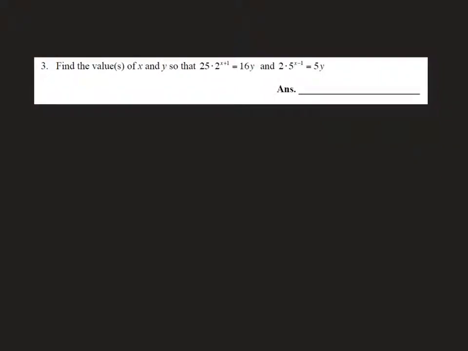Okay, here's a problem from 1988 under the category exponents and radicals. Find the values of x and y so that 25 times 2 to the x plus 1 equals 16y, and 2 times 5 to the x minus 1 equals 5y. So let's isolate y in both of these equations.